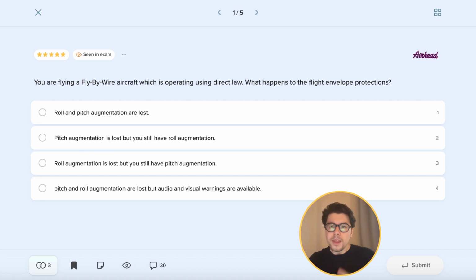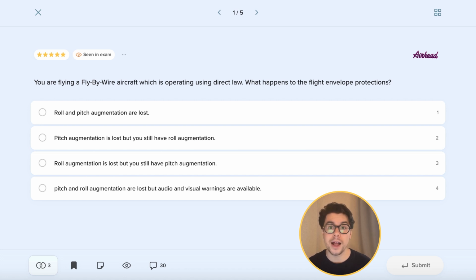In that regard, it's important to remember that Airbus has introduced something called laws, which Boeing also has, however, they're called slightly differently. And there are 3 main laws that we need to be concerned about here. The first one, of course, is the normal law, under which we have all protections and the aircraft is flying as it should. Then we have the alternate law, which is the degradation of the systems.